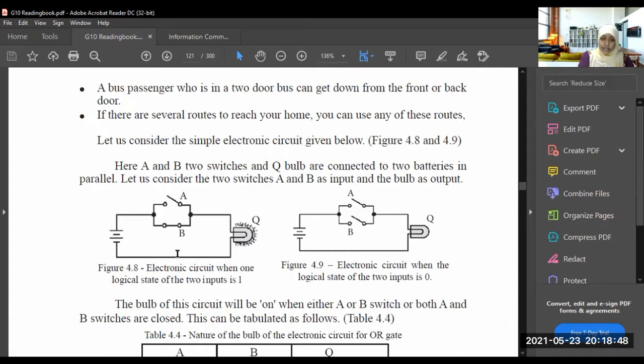Here, this is the circuit. This is the bulb. This is the circuit. There are 2 switches. Can you see here? 2 switches are there, A and B.